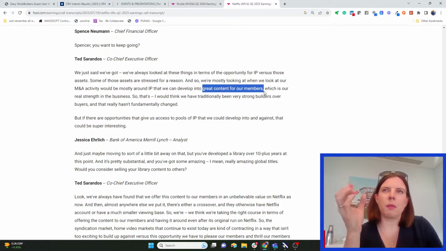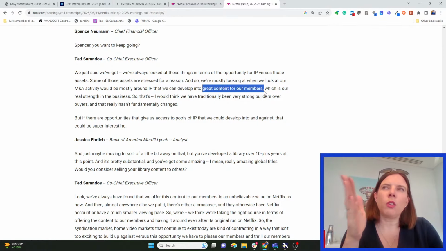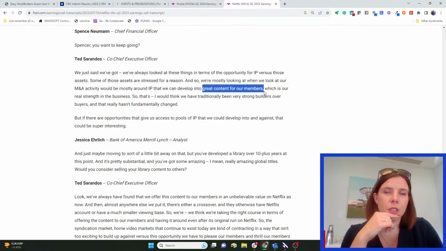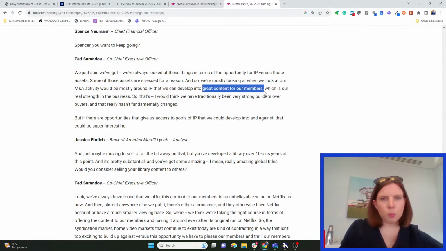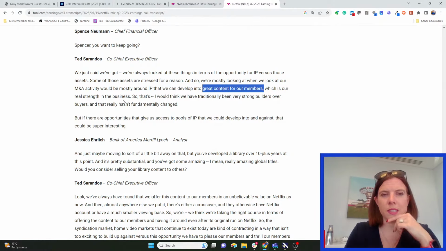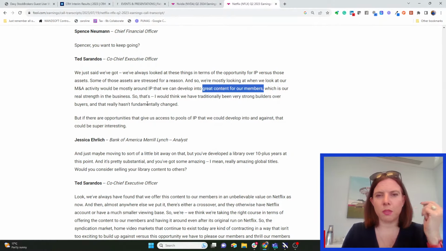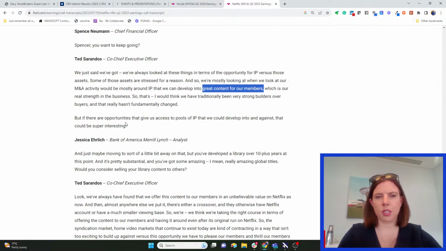See, this is what I mean, that we get a sense of what's really important in Netflix. When you look at Netflix, the business, you compare it to Disney Prime, for example, or any of the streaming competitors, one of the ways to differentiate is, of course, in their content. So this just gives us a sense that we're looping back to that value proposition, as it says here, the real strength of our business. We've traditionally been very strong builders over buyers, and that hasn't fundamentally changed. But there are opportunities, access to pools of IP we could develop into.